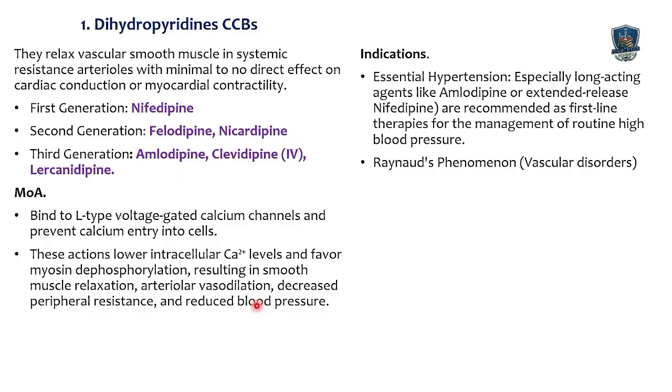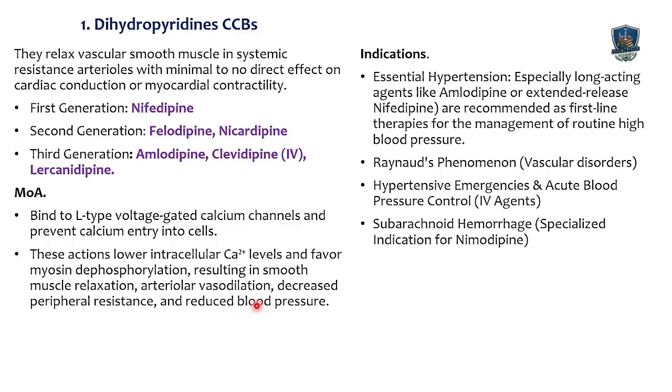It can also be used in vascular disorders like Raynaud's. It can also be used in hypertensive emergencies, which I've explained. The third generation, clevidipine, is a very good drug when it comes to hypertensive emergencies. They can also be used in subarachnoid hemorrhage. But here, the one that is crucial is nimodipine. This is the one that tends to be used here.